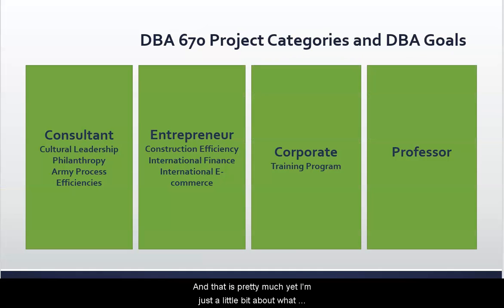Just a little bit about what some of the project categories are, or even some of the DBA goals that students in the past have shared with us. So there has been cultural leadership projects, philanthropy type projects. There was actually an Army process efficiencies kind of a project. And in the entrepreneurial space, there was a construction efficiency, international finance, and an international e-commerce project. And in the corporate space, there was a training program.